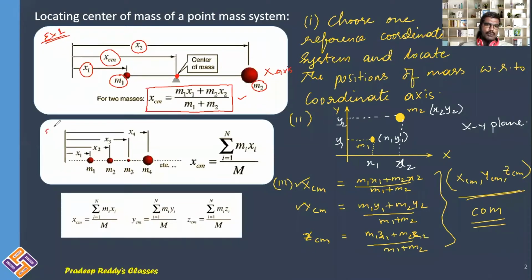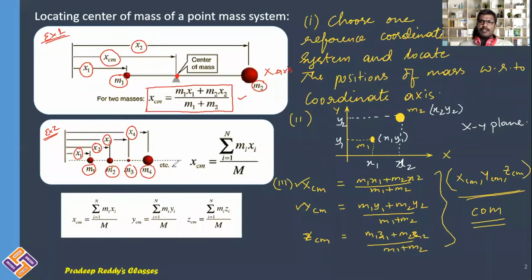Similarly, in this example too, we can have any number of masses, not only two. There can be 10 masses, 15 masses, 20 masses, any number of masses. In such cases, you will locate the positions of all those masses. M1 is at position x1, M2 at position x2, M3 at position x3, M4 at position x4, and like that you locate the positions of all the masses.